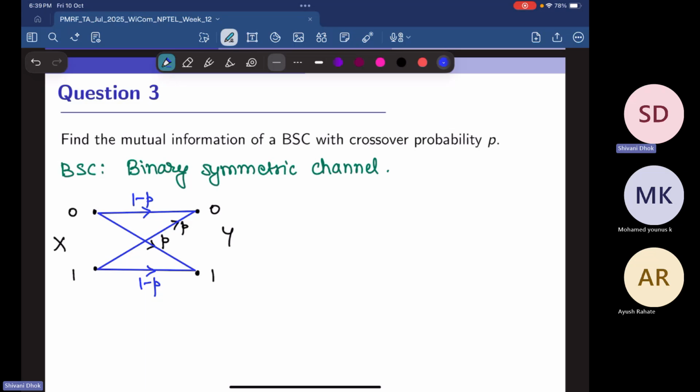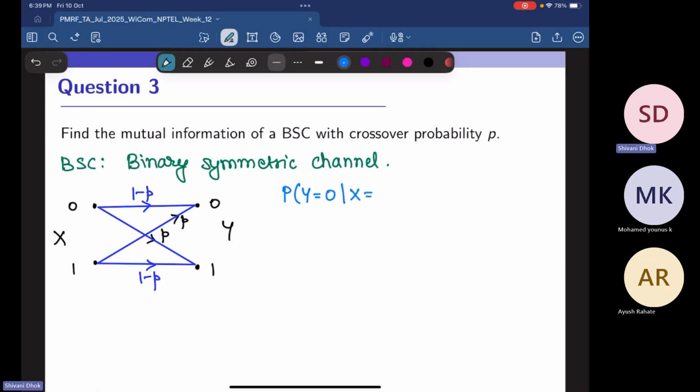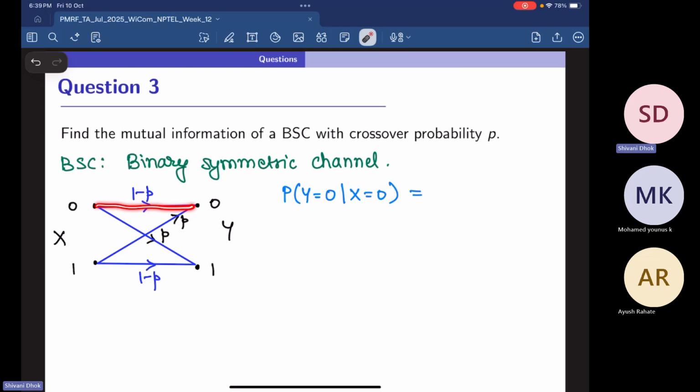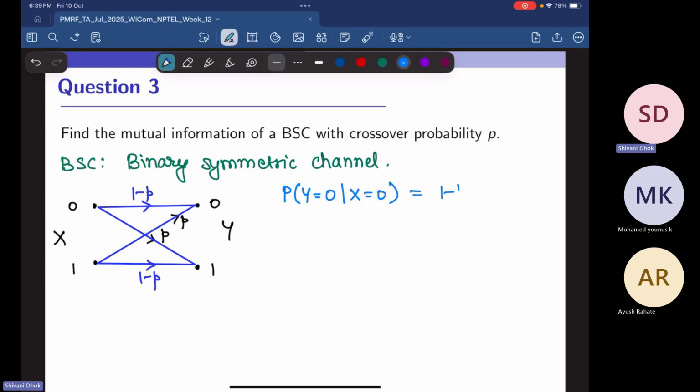So what are these probabilities? These are basically the probability that Y becomes 0 given X was 0. That is a transition probability, a conditional probability, and it is given by 1 minus P. Then the probability that you observe the output as 0 given you have transmitted 1. That means your bit is flipped, so this has a probability of P.